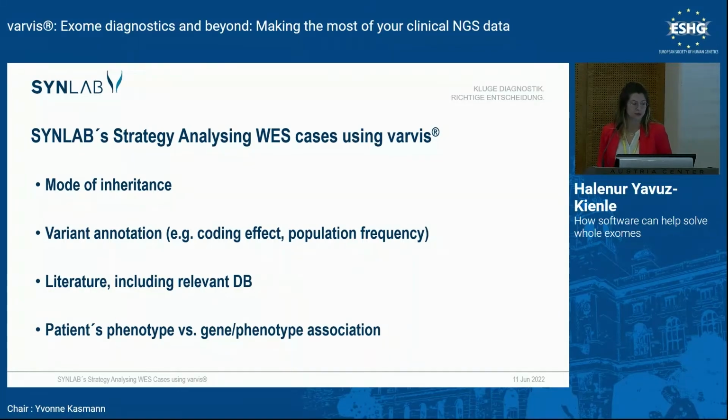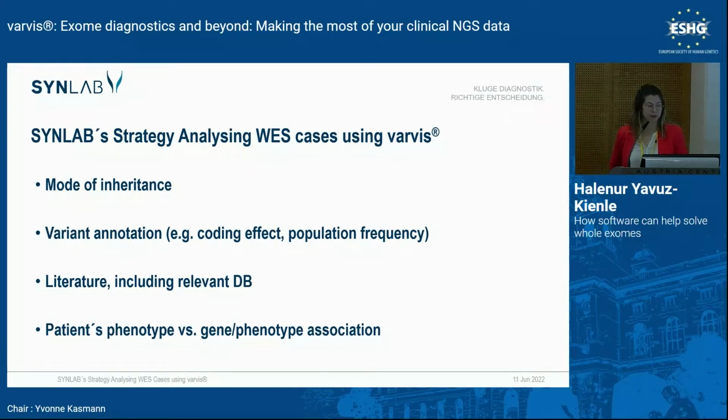But we also look for variant annotations, the coding effects, for instance, like frame shift variants, we would like to filter before we analyze all the missense variants. Population frequency, like filter out very frequent variants.